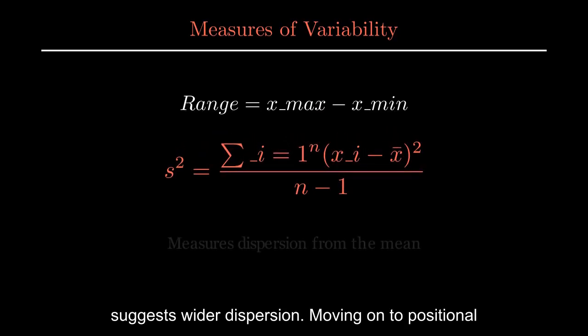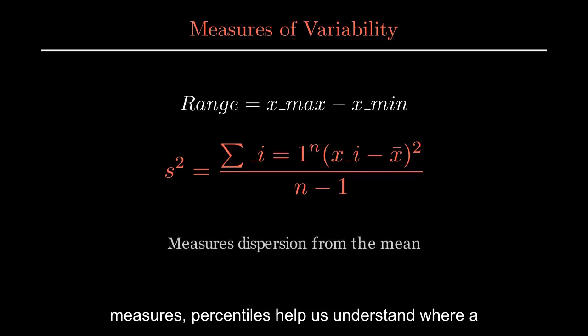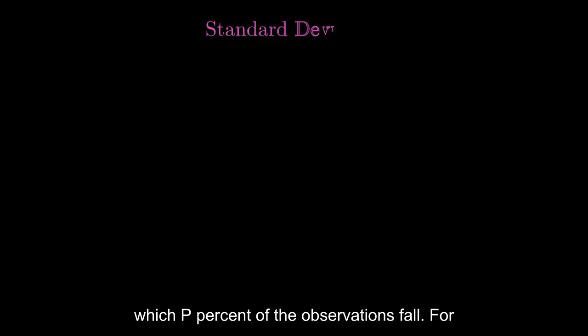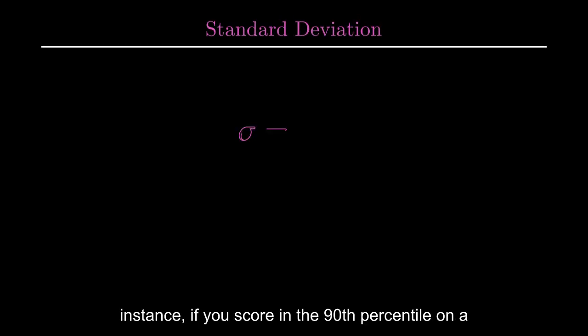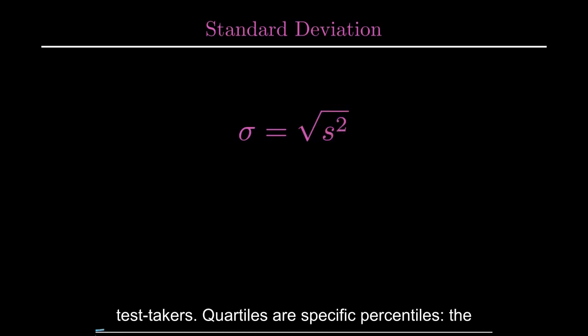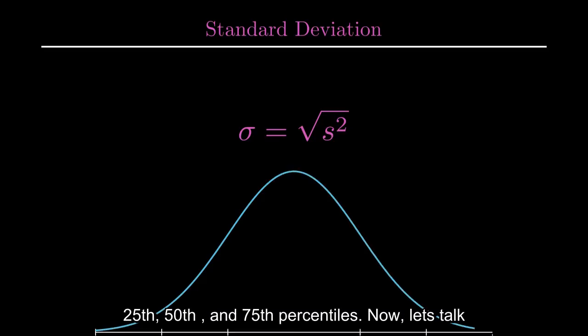Moving on to positional measures, percentiles help us understand where a particular data point stands relative to the rest of the dataset. The pth percentile is the value below which p% of the observations fall. For instance, if you score in the 90th percentile on a test, you scored better than 90% of the other test takers. Quartiles are specific percentiles, the 25th, 50th, and 75th percentiles.